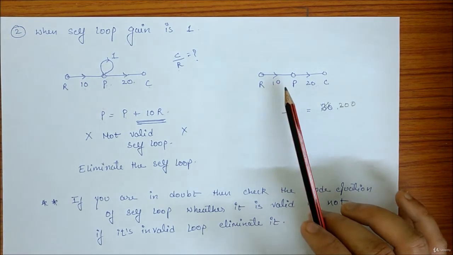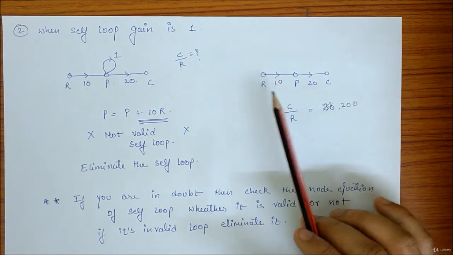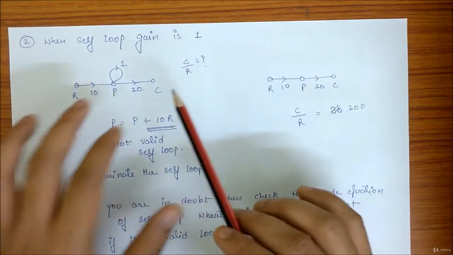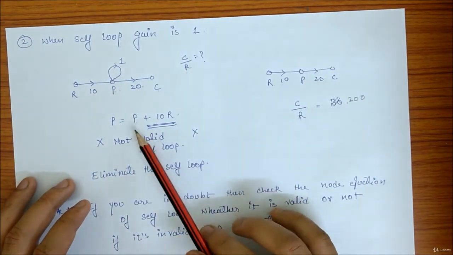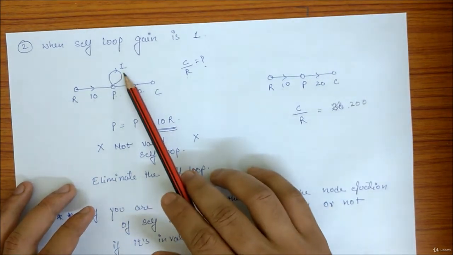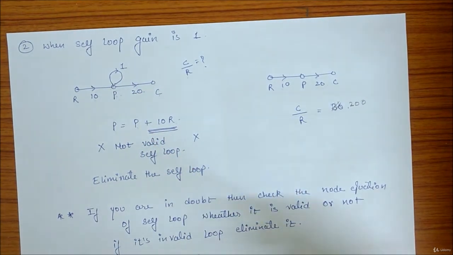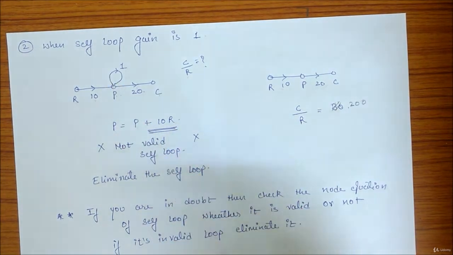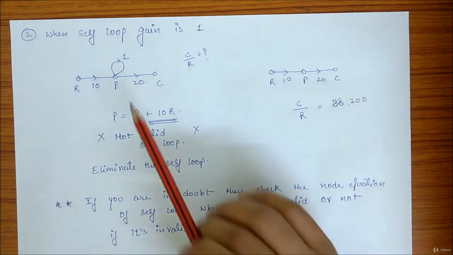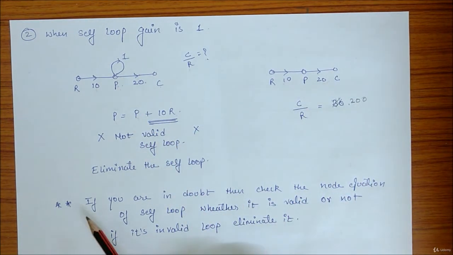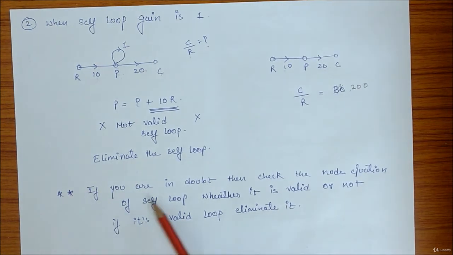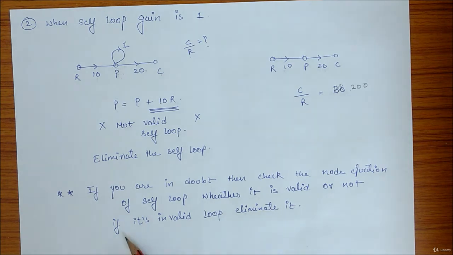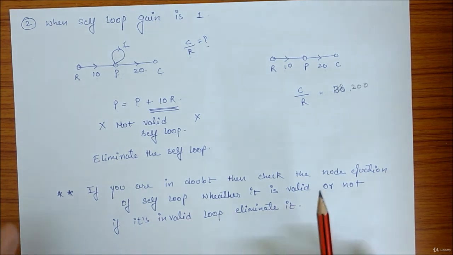This is the modified SFG. So you saw I just cross-checked with the equation of the node whether it is valid or not. Generally when you have a loop gain of one, you will get invalid equations like this, and in that case you just have to eliminate the self loop and then proceed. So I've written and summarized. If you are in doubt, then check the node equation of the self loop whether it is valid or not. If it's an invalid loop, eliminate it.